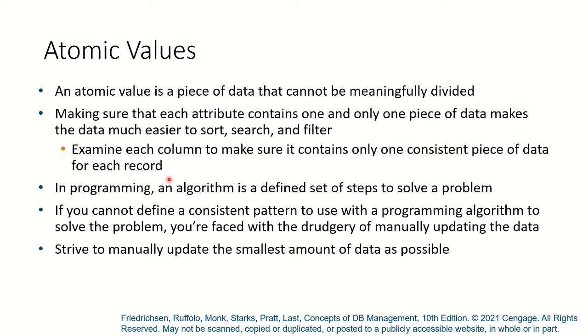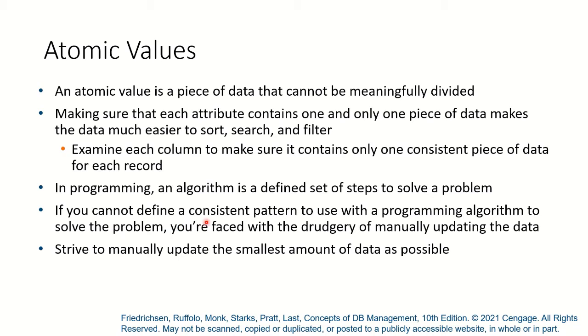An atomic value is a piece of data that cannot be meaningfully divided. We need to make sure that each attribute contains one and only one piece of data, which makes the data much easier to sort, search, and filter. So we need to examine each column to make sure it contains only one consistent piece of data for each record. In the programming paradigm, an algorithm is defined as a set of steps to solve a problem.